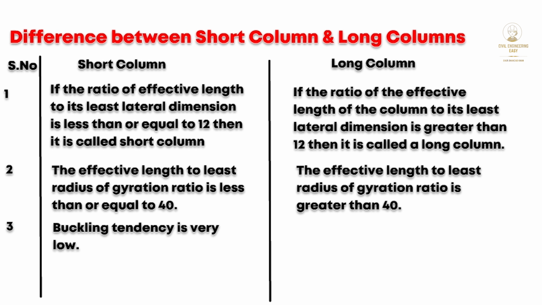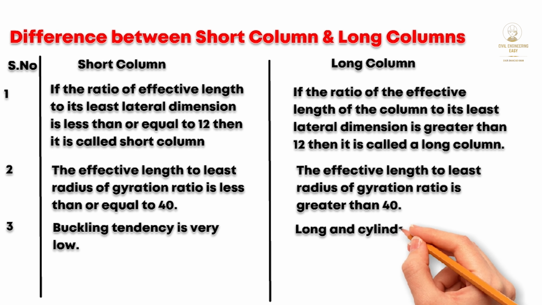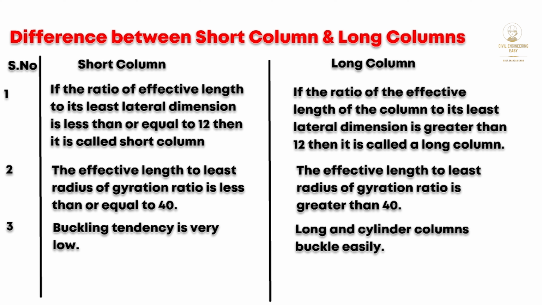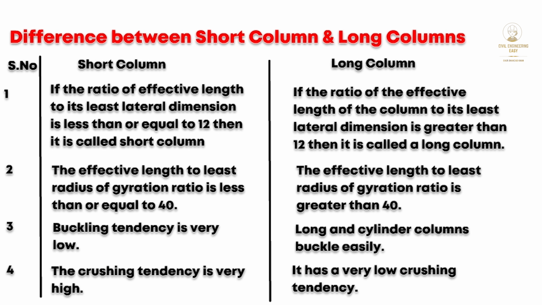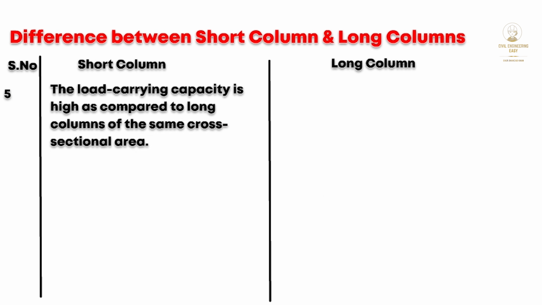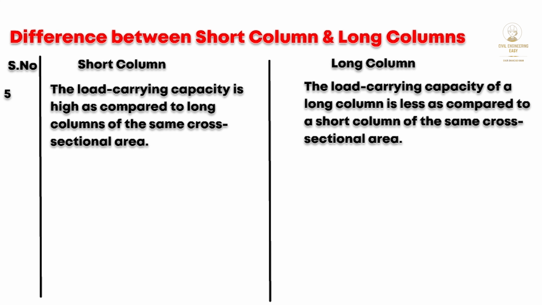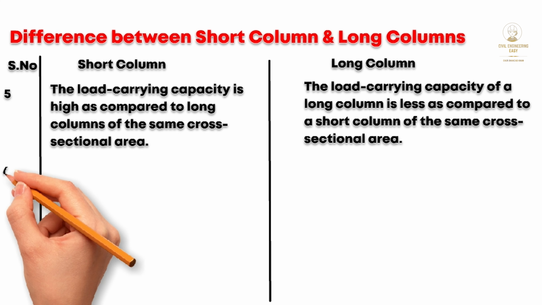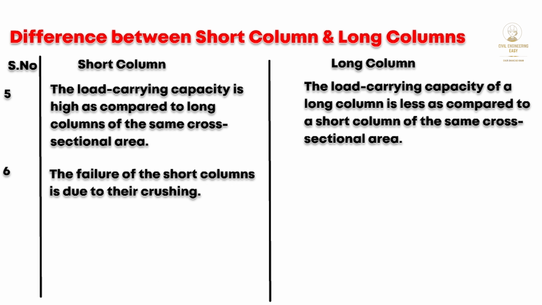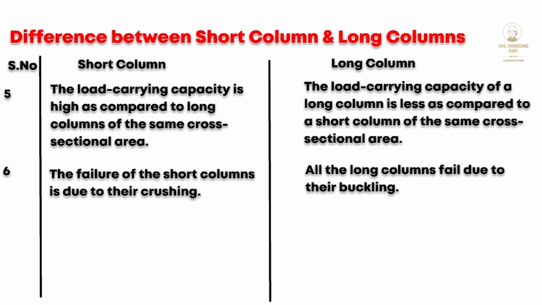Buckling tendency of the short column is very low. Long and slender columns buckle easily. The crushing tendency of the short column is very high, while the long column has a very low crushing tendency. The load carrying capacity of a short column is high as compared to long columns of the same cross-sectional area, while the load carrying capacity of a long column is less as compared to a short column of the same cross-sectional area.